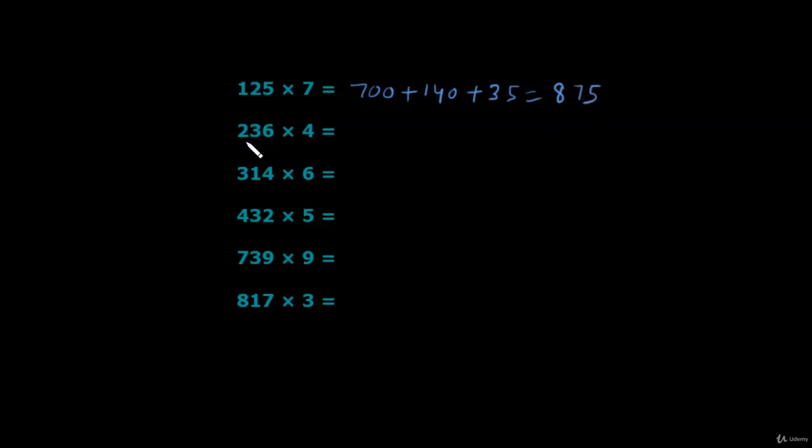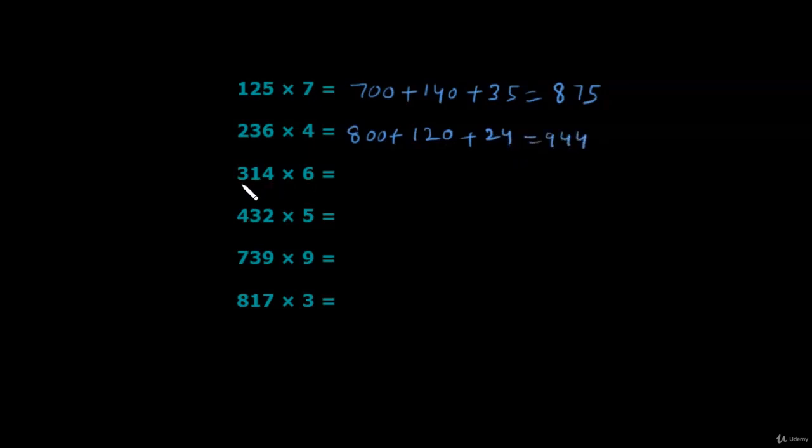4 times 200 is 800. And 4 times 30 is 120. Plus 4 times 6, that is 24. Now 800, if you split this to 120, this becomes 920. And plus 24 is 944.